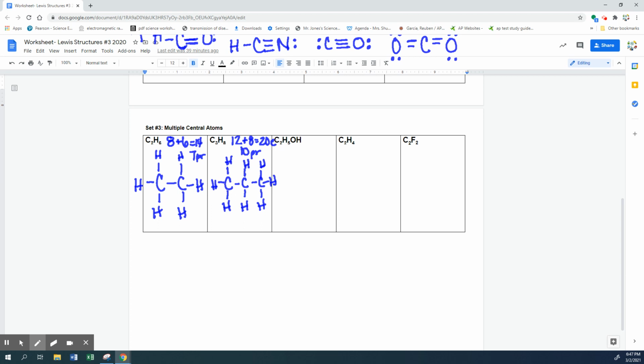Our next example is C2H5OH. So again, I'm starting with my math. I have 8 plus 5 plus 6 plus 1. So 12 and 8 is 20 electrons, or 10 pairs.